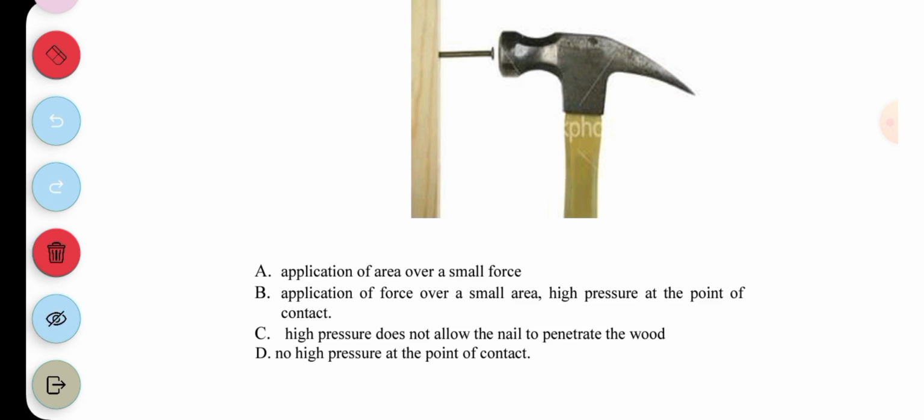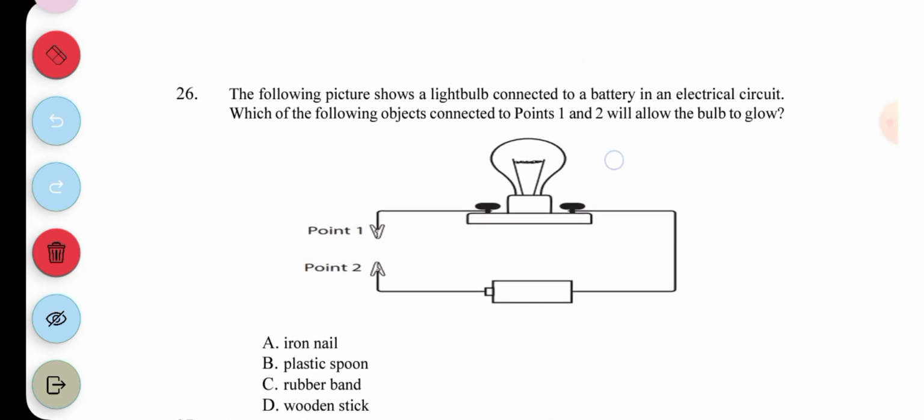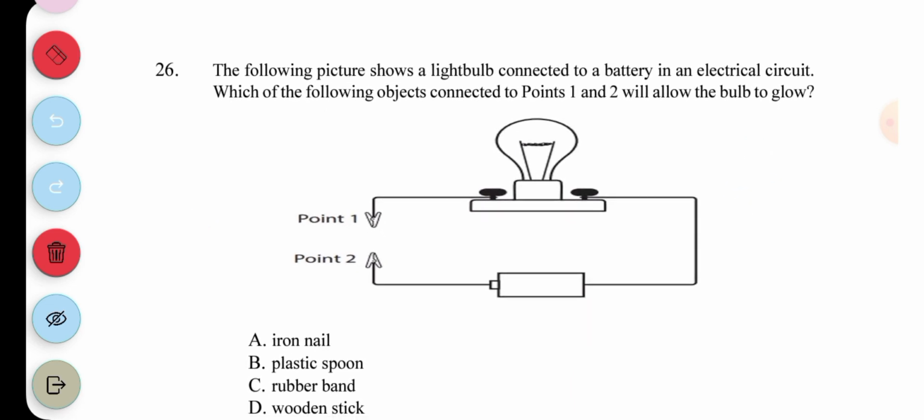Question number 26. The following picture shows a light bulb connected to a battery in an electrical circuit. Which of the following objects connected to points 1 and 2 will allow the bulb to glow? A. Iron nail. B. Plastic spoon. C. Rubber band. D. Wooden stick. So what are you supposed to connect to these keys for the light to light up? So looking at it, the answer is A. Iron nail, because it's a good conductor of electricity.